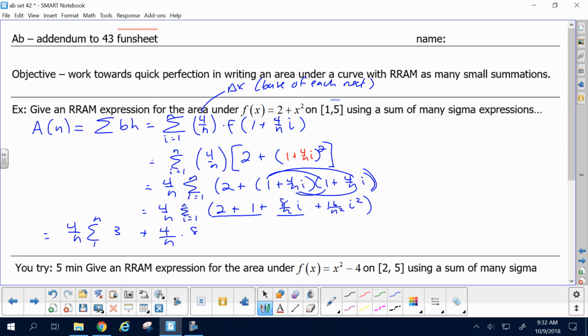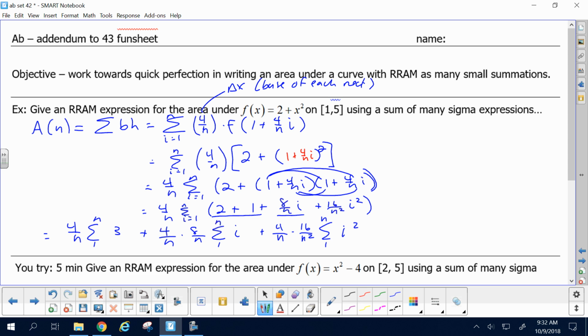And if you wanted to leave it like that, fine. If you called it 32 over n squared, obviously that's fine, but that would be times the sum of i's, yeah? Correct me if I'm making a mistake or if you don't understand what I'm doing. And then what's the last term? Out front is 4 over n and 16 over n squared, and what's in the sum? I squared. That's the main objective for today.